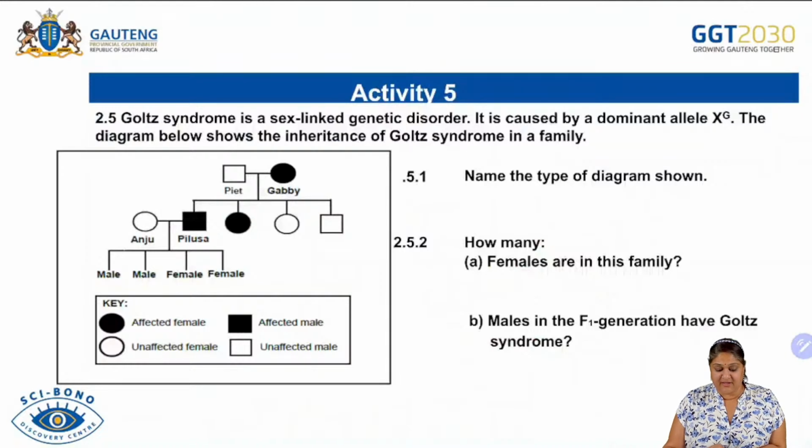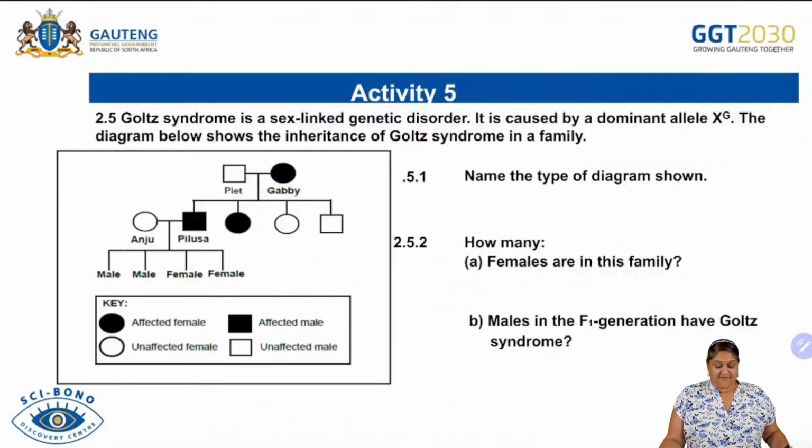Okay, let's do one more pedigree diagram. This is one on Galt's syndrome. It's a sex-linked genetic disorder. It is caused by a dominant allele, X to the power of capital G. The diagram below shows the inheritance of Galt's syndrome in a family.